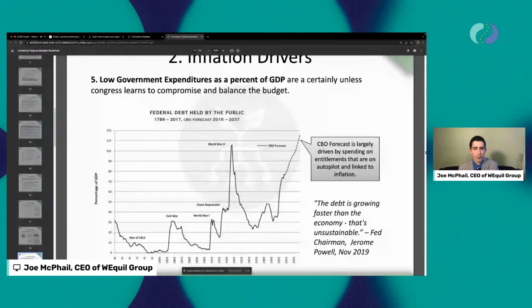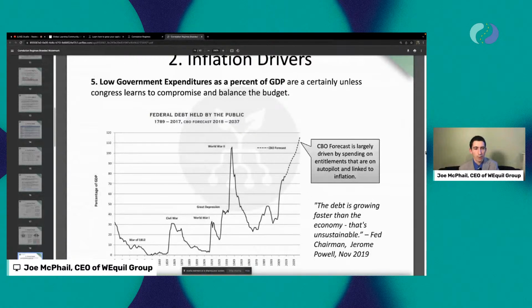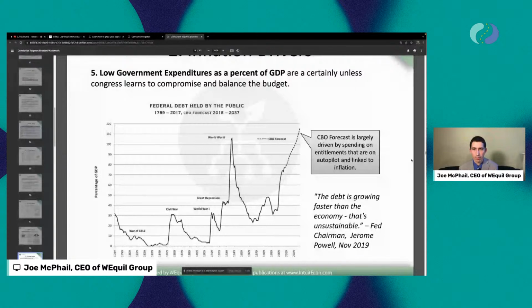Okay, and this is actually a little bit old, but the line here is probably about accurate in terms of where we've been going. So, low government expenditures as a percent of GDP. That is most certainly not the case today. We have been doing unprecedented amounts of deficit spending, even more so as a percent of GDP than when we were fighting World War II. And so, given that, that would be one of the many sources of inflation.